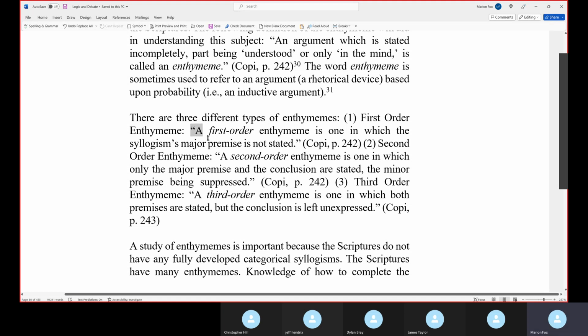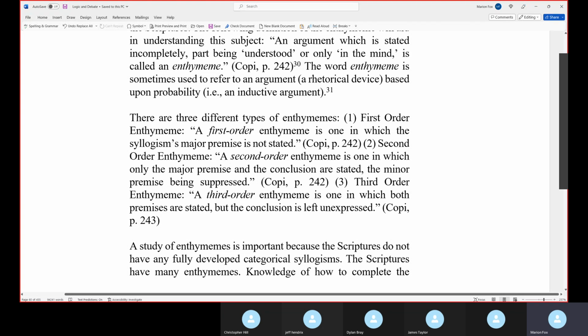We'll come back to this. We'll elaborate in much more detail in just a few minutes. All right. That's Coppi, page 242. Coppi also has a second order enthymeme. It's one in which only the major premise and conclusion are stated. The minor premise is omitted. So we could have a major premise and conclusion, and we need to reconstruct our minor premise.